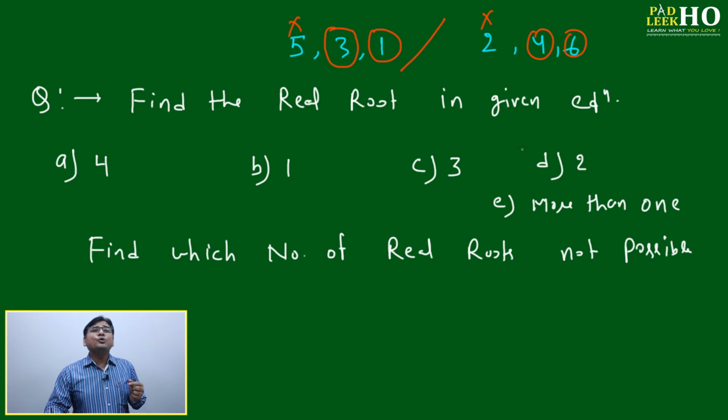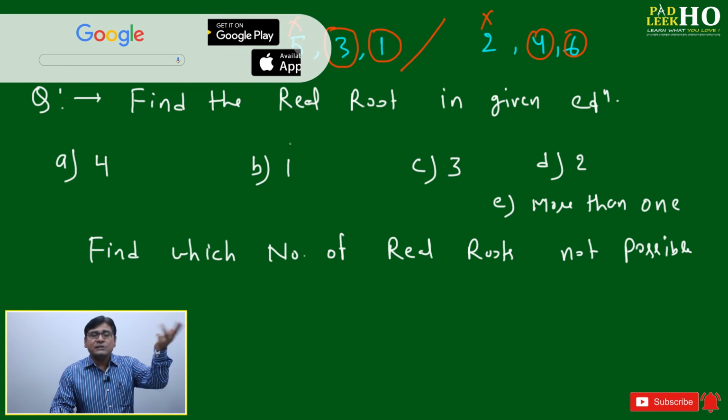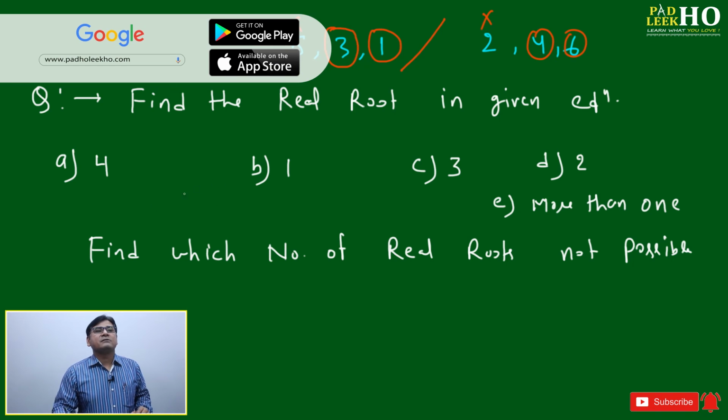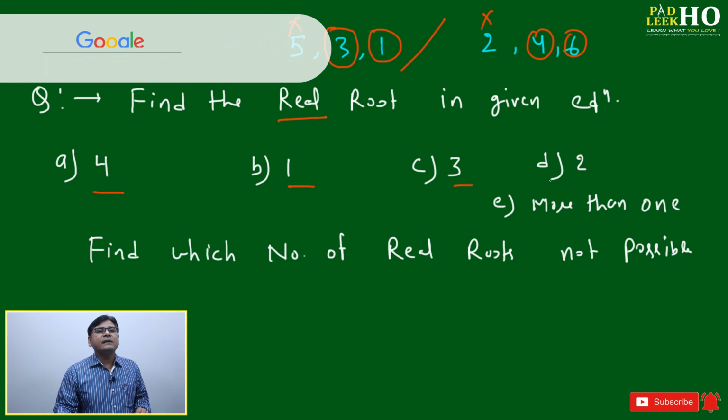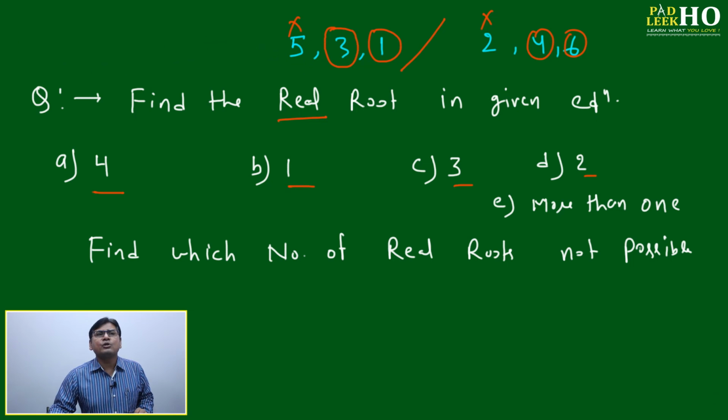Then here, find the real roots in the given equation. Whatever equation was there, the same thing: x to the power 7. What were they asking? Real roots. Then the options given are 4, 1, 3, 2, and more than 1. What will be the answer? More than 1, because real roots 1 and 3 are both possible. If both are possible, it means more than one choice is possible. This is the number of real roots.